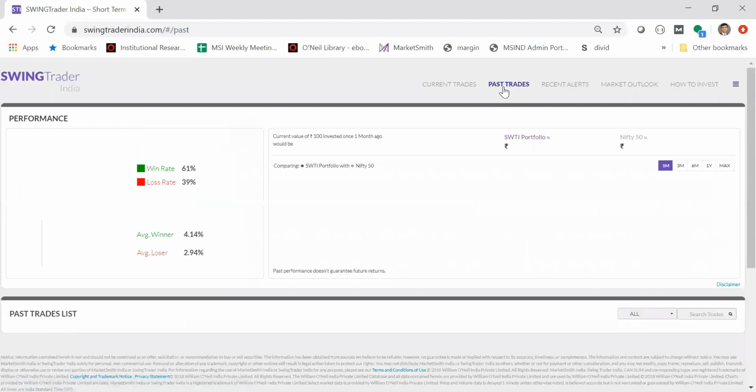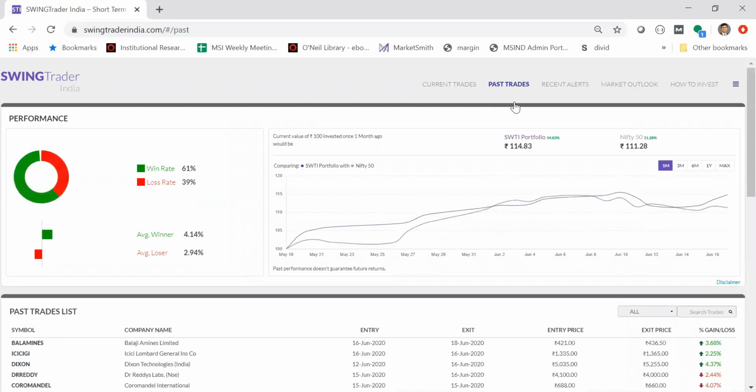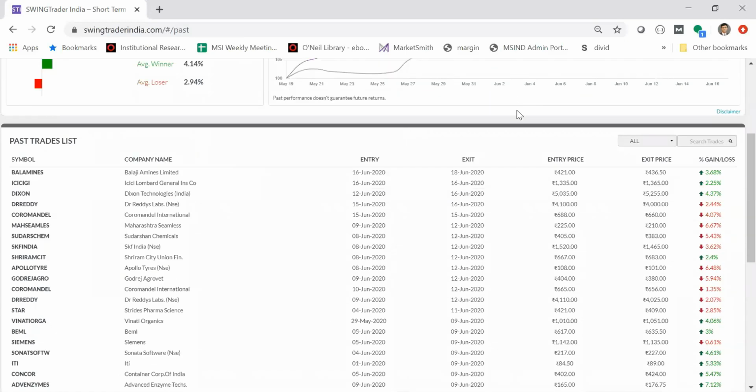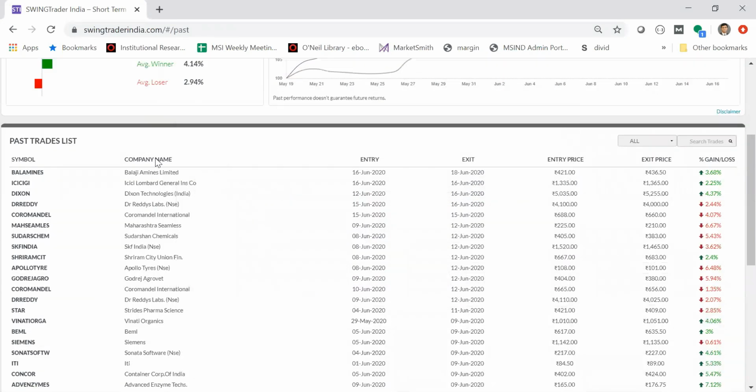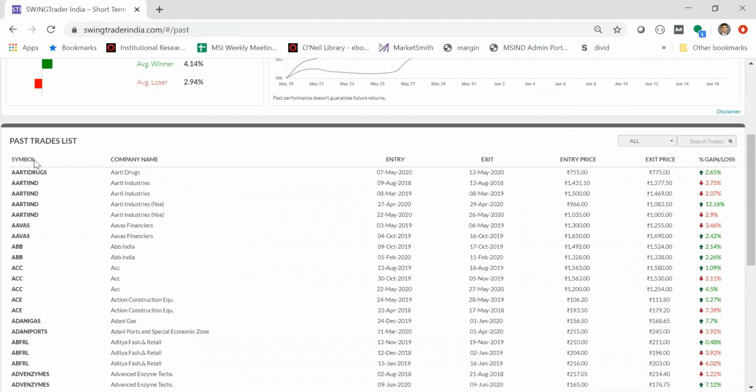Coming to past trades, we are completely transparent. Once a trade is closed by a stock reaching the profit goal, flashing a sell signal or hitting the stop loss, the stock moves to the past trades section. You get a snapshot of each closed trade, and this list is easy to sort and search as well.